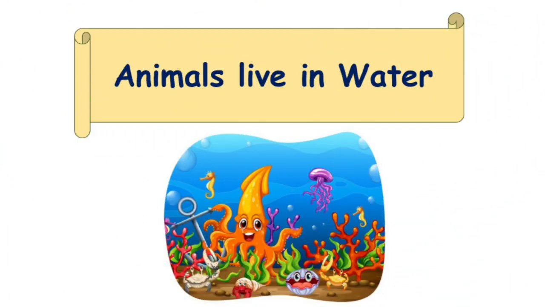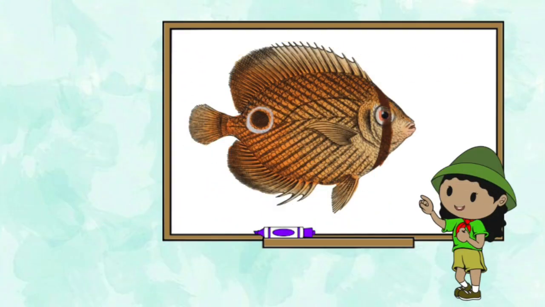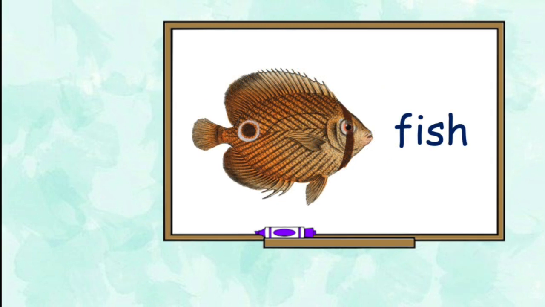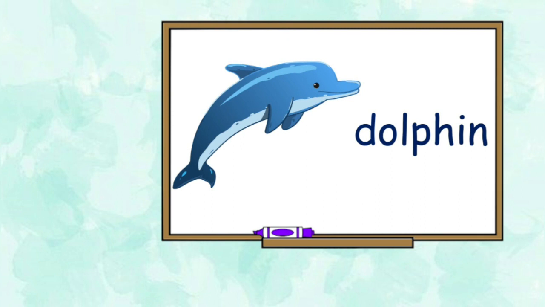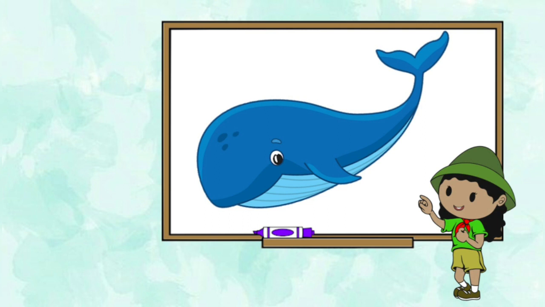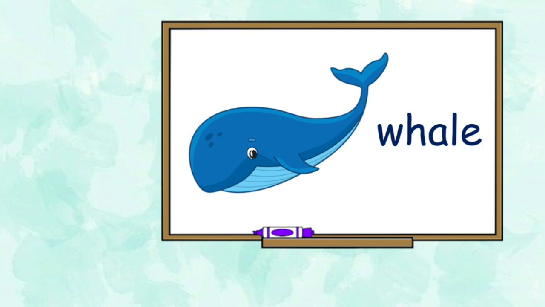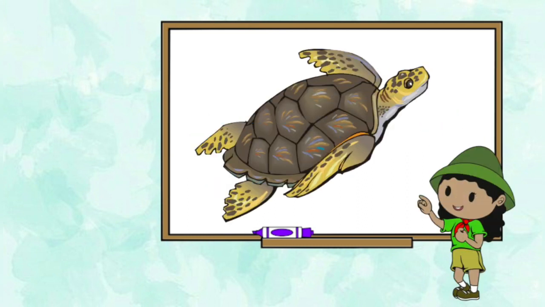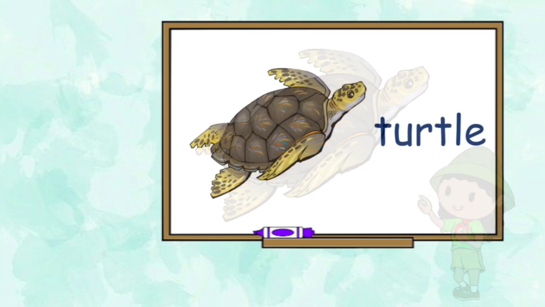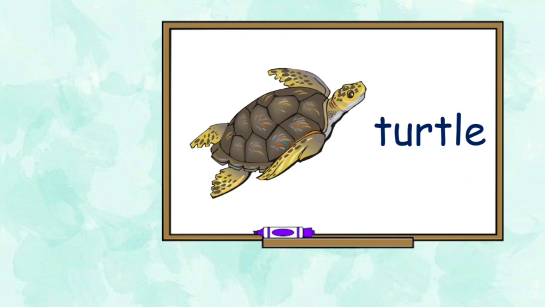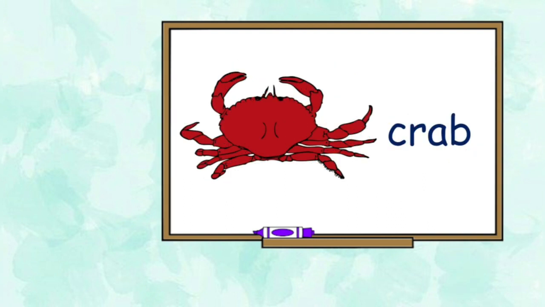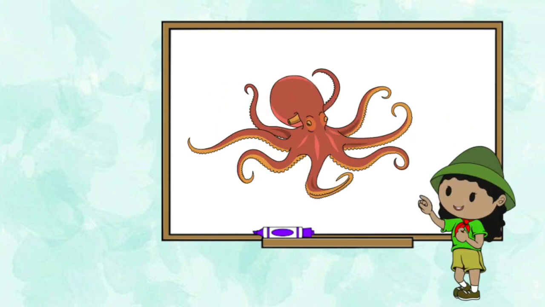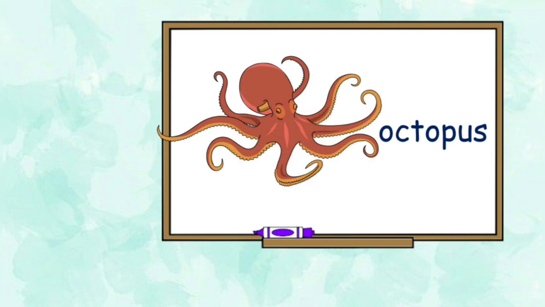Next, let's name the animals that live in water. Fish, dolphin, whale, turtle, crab, and octopus.